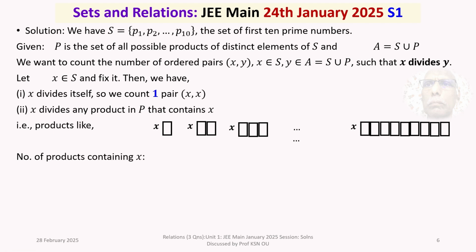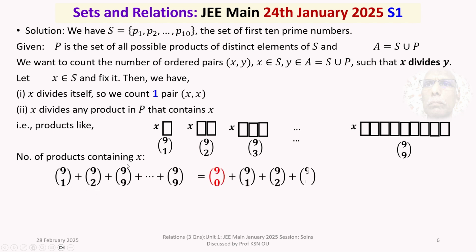So the number of products containing X is 9C1. For the product of 3 elements containing X, these 2 blanks can be filled in how many ways? 9C2 ways. This one, 9C3 ways, etc. This one, 9C9 ways. So the number of products containing X is 9C1 plus 9C2 plus 9C3.